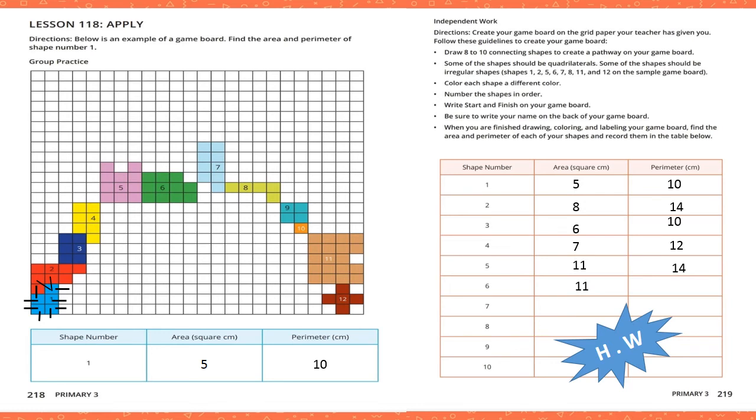Number 6 here, the area equals 11. 11 units inside the shape. What about the perimeter? Let's count together. 1, 2, 3, 4, 5, 6, 7, 8, 9, 10, 11, 12, 13, 14. Complete number 7, 8, 9, and 10 as homework.